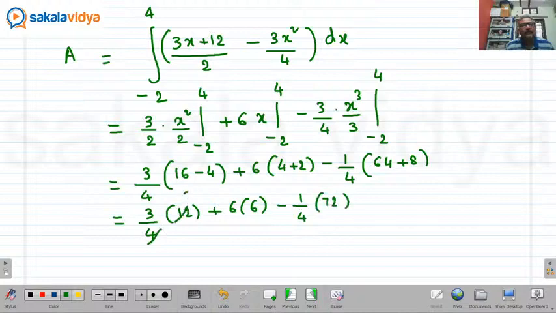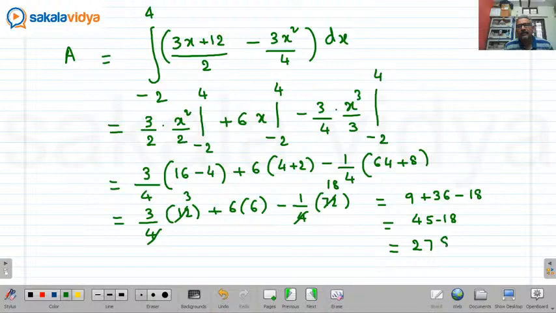That gives 9 plus 36 minus 18. 45 minus 18 equals 27 square units. This is the answer. 27 square units is the answer.